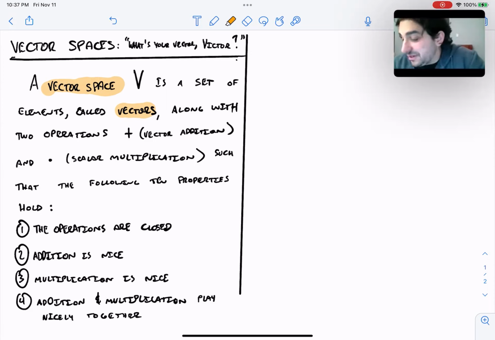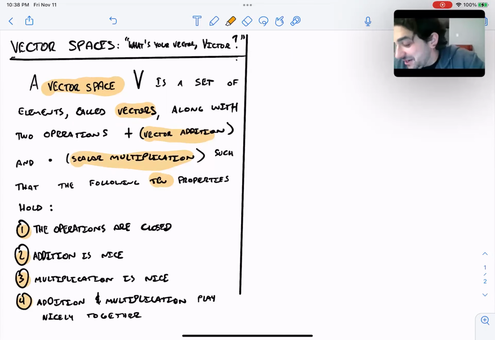And there are two operations that we're defining. There's an operation written as plus, which we'll call vector addition. There's an operation written as times, which we'll call scalar multiplication. And this set with these operations gets to be called a vector space if all 10 of the following properties hold. What has to be the case? These operations have to be closed. The addition has to be nice. The multiplication has to be nice. And the addition and multiplication have to play nicely together.